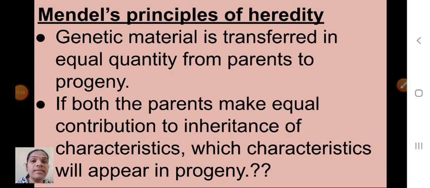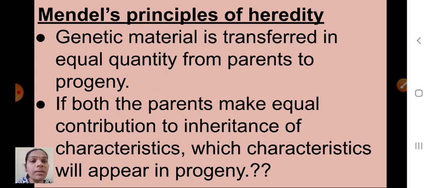So children, the next important topic in this lesson is Mendel's principles of heredity. Here we will discuss monohybrid and dihybrid, which I will teach you in the next session. First, Mendel's principles of heredity. Who is Mendel? He is one of the greatest scientists, the father of genetics.